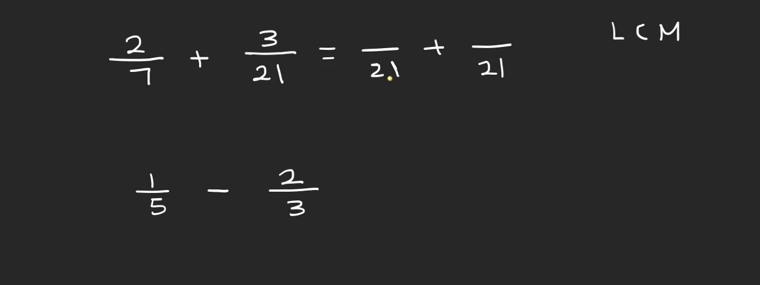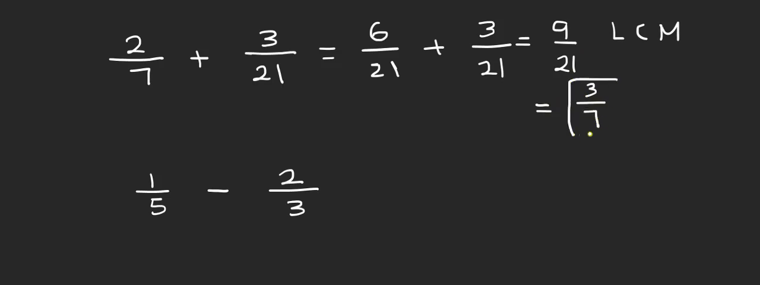So how many times does 7 go into 21? 3. So we have to multiply 3 times 2, we get 6. Now notice, when you reduce 6 over 21, you end up getting 2 over 7. What about over here? There's no change in the numerator, so we're just going to keep 3. So what is that? That's going to be 9 over 21. In this case, you can reduce. 9 over 21 becomes 3 over 7, because 3 goes into both 9 and 21.